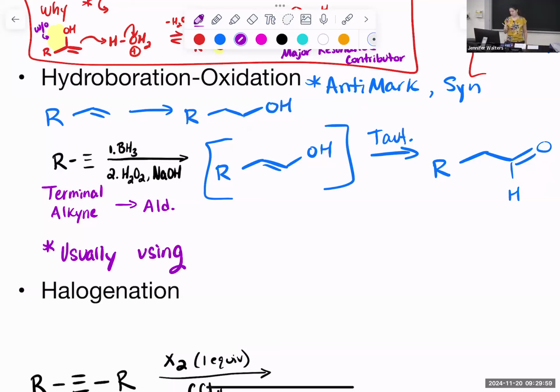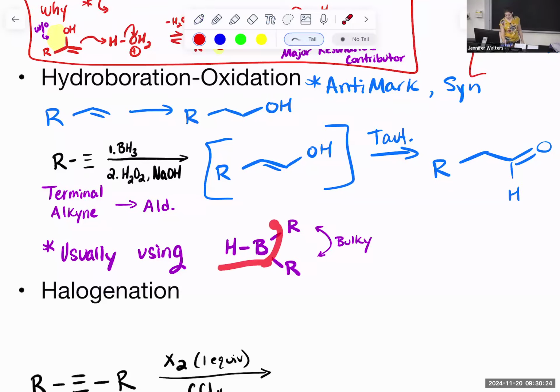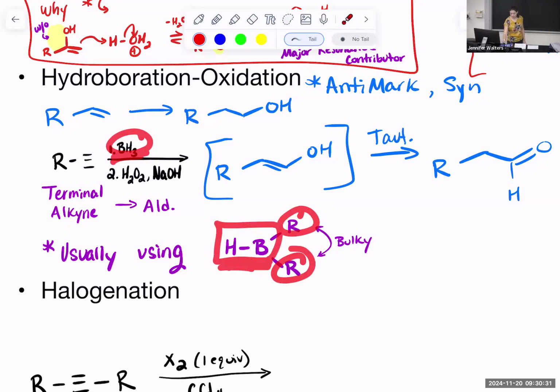Usually, you aren't actually using BH3. You will use a different version of BH3. So most commonly, you'll have some sort of hydroborane that has really bulky R groups. So you still need the one hydrogen on the boron. That part is still going to be the same. But normally it'll have bulky R groups.